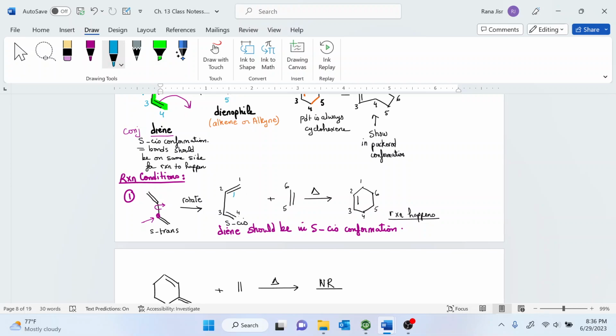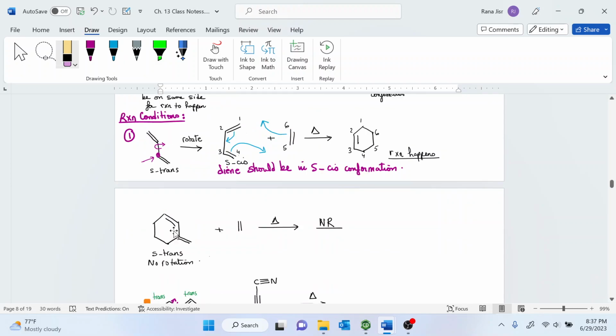And it's going to happen by starting from the double bond between carbons 1 and 2 is going to open up, form a double bond between 2 and 3. The double bond between 3 and 4 is going to open up and form a new sigma bond between 4 and 5, and then a new sigma bond between 6 and 1, and I get my cyclohexane.